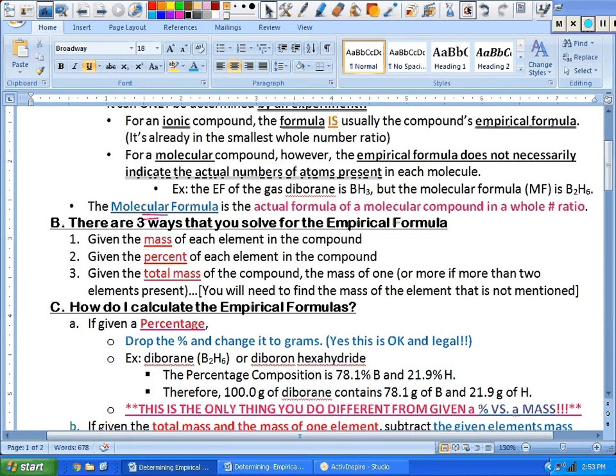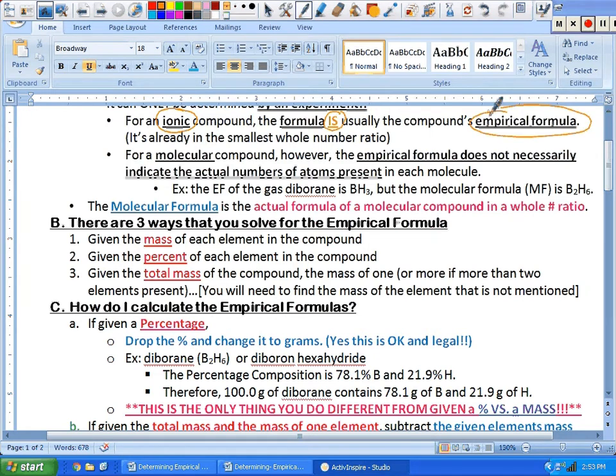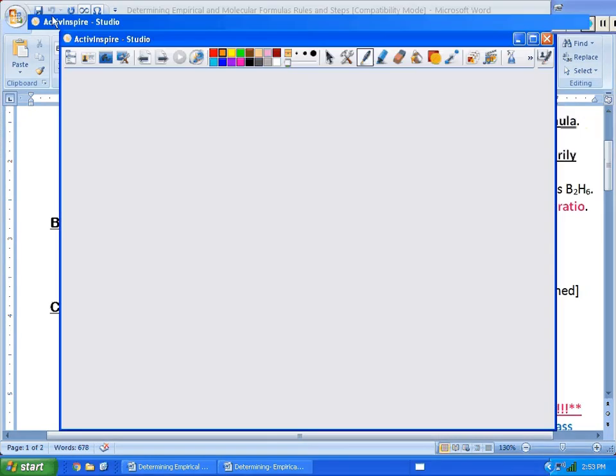Now if you have a pencil, I want you to circle this word. For an ionic compound, the formula is the empirical formula. And again, what's the empirical formula mean? It's the simplest format. And let me show you that you've already done this.